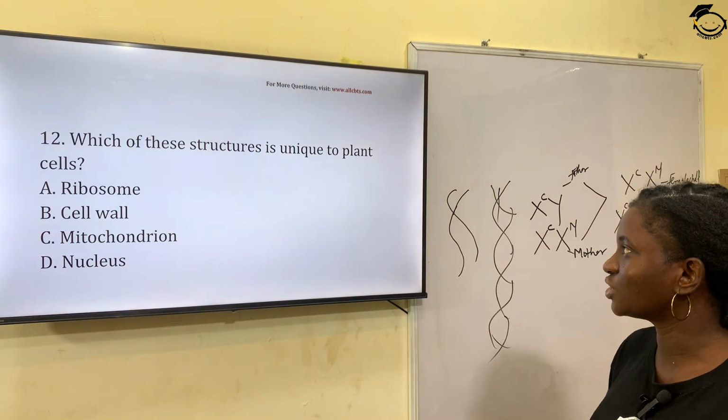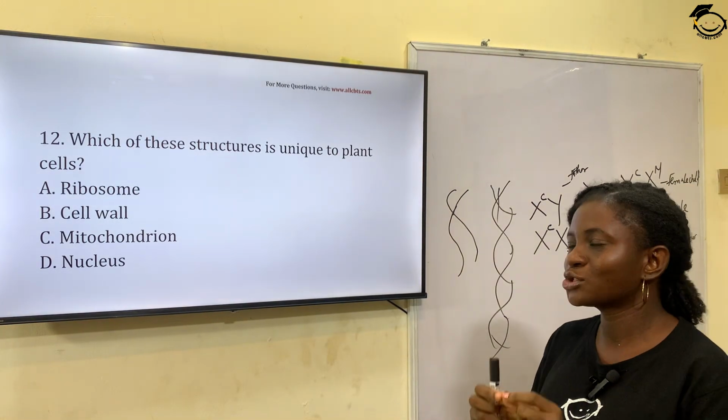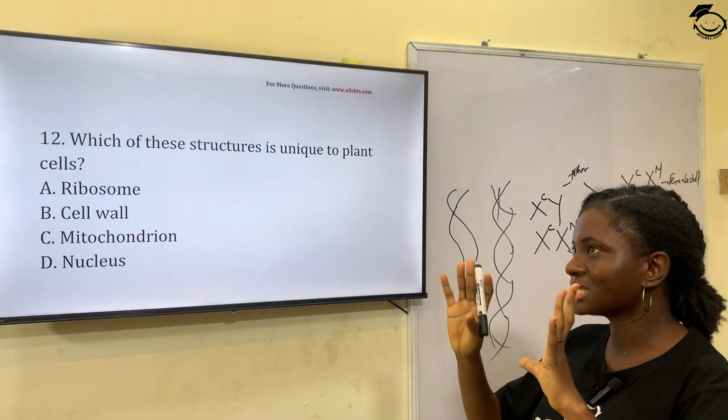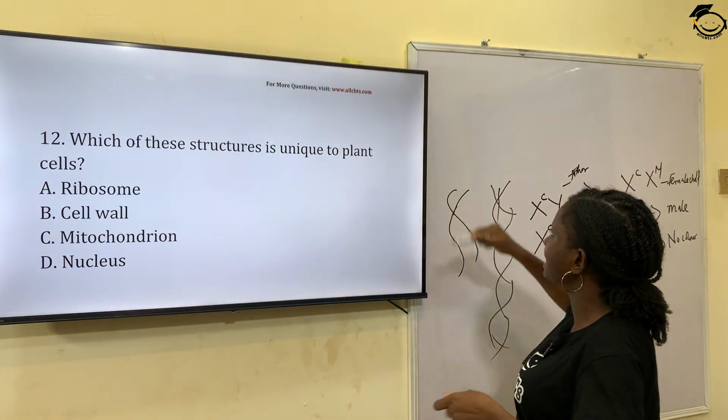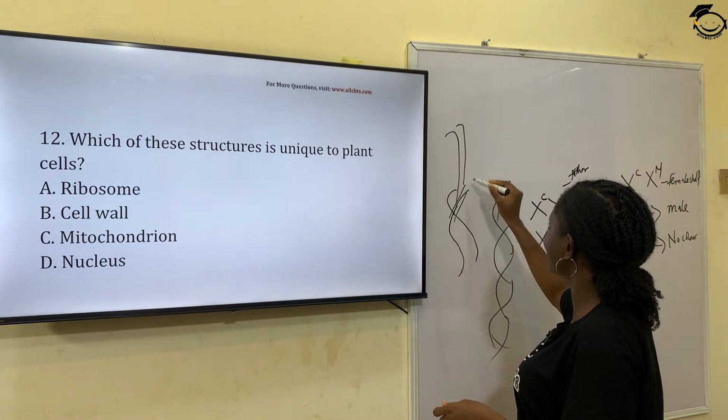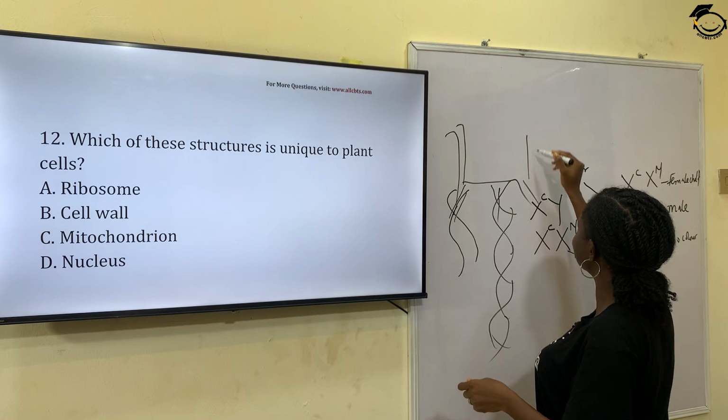Which of these structures is unique to plant cells? I'm sure you have an understanding of what a plant cell looks like. It's something like, you know, a plant cell like this.